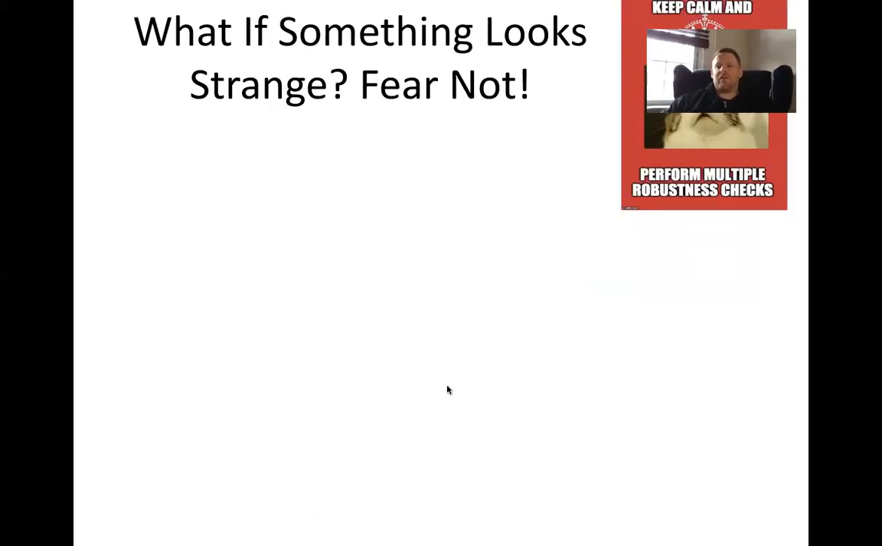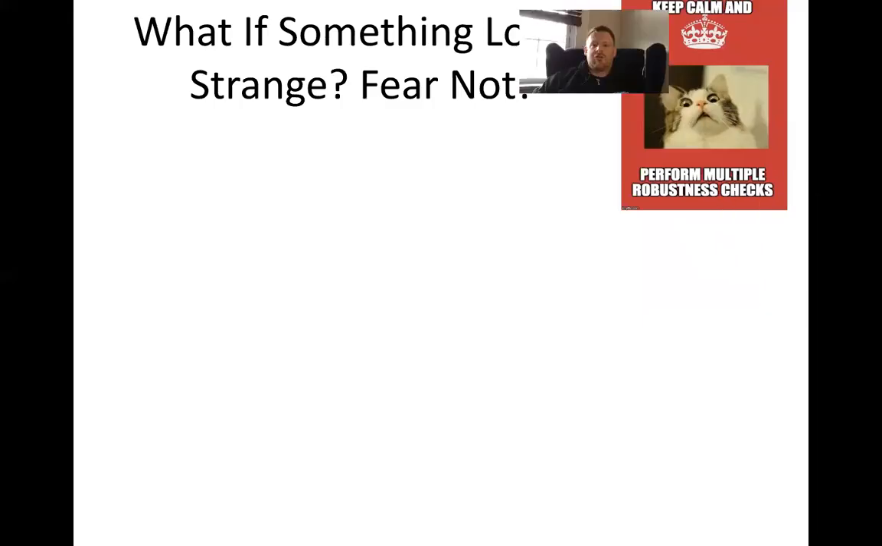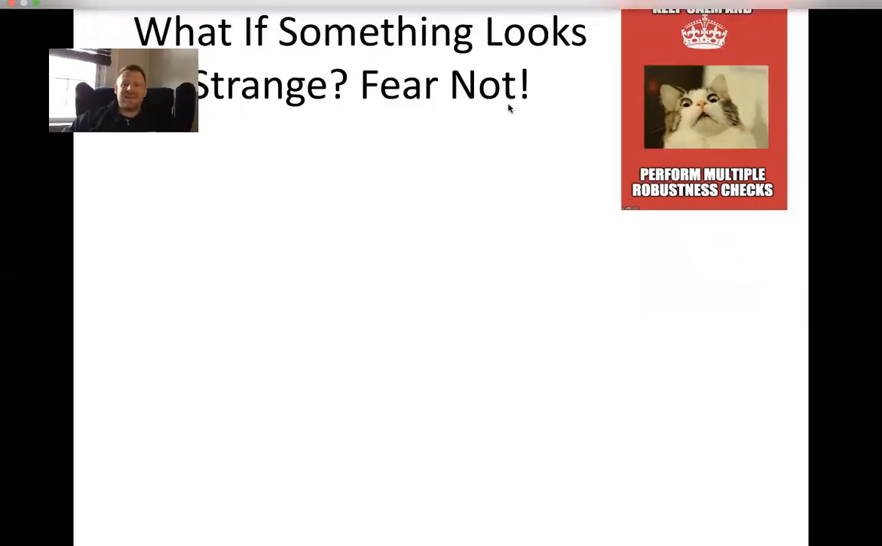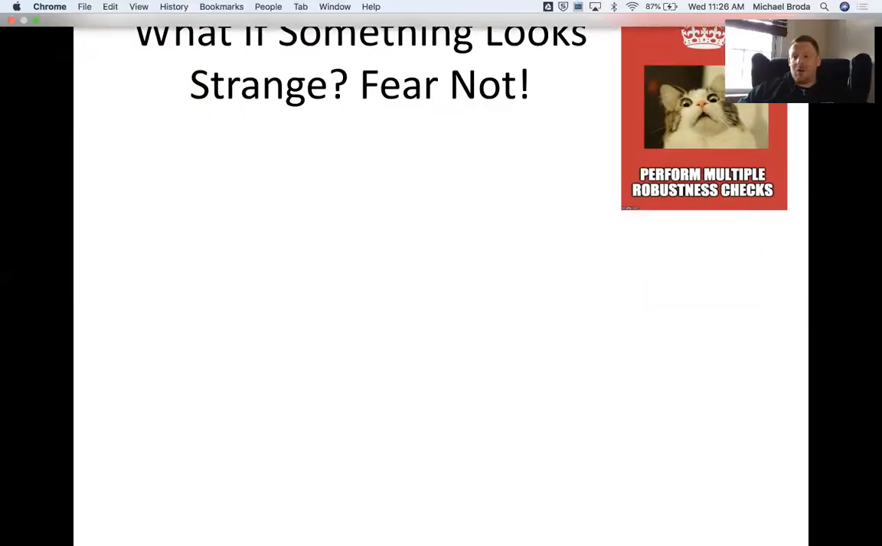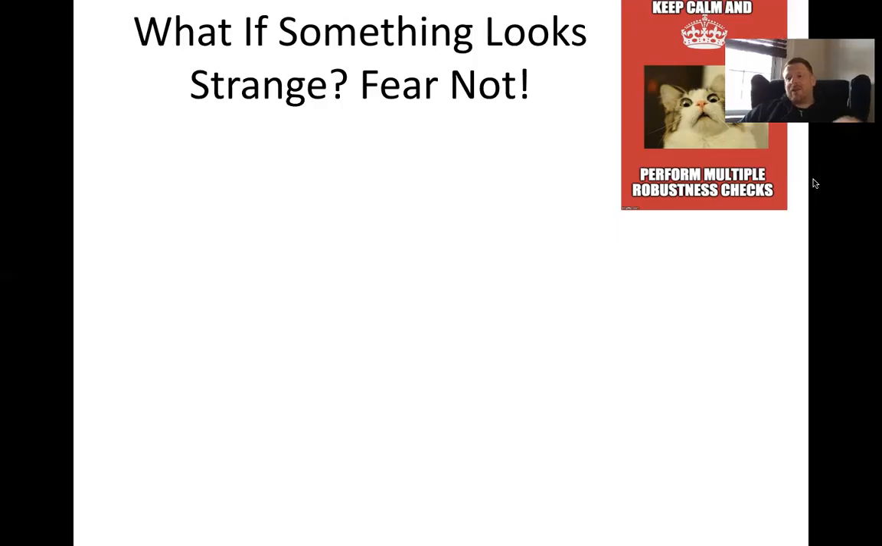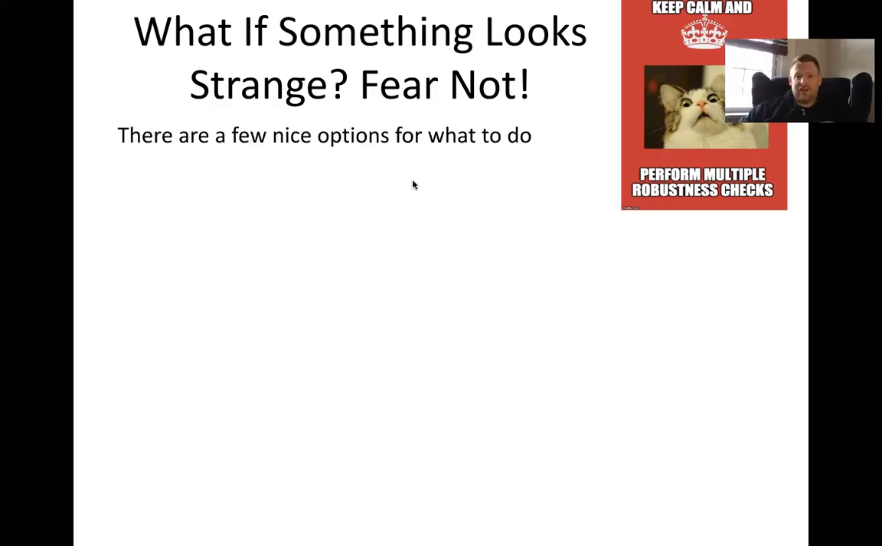So what do you do if something looks strange, right? The first thing to keep in mind is to keep calm and think about how you can check to see if the violation of assumptions really makes a difference. The key to that is performing robustness checks or a sensitivity analysis. It is not the end of the world if your residuals are not perfectly normal or if it looks like you violated assumptions.